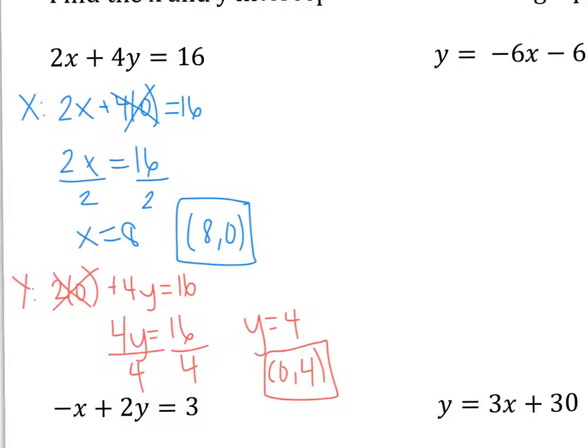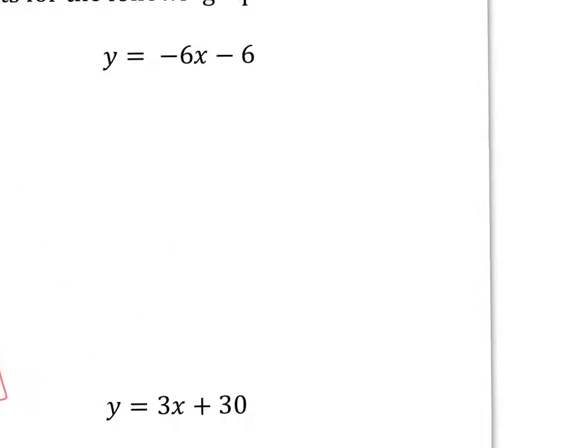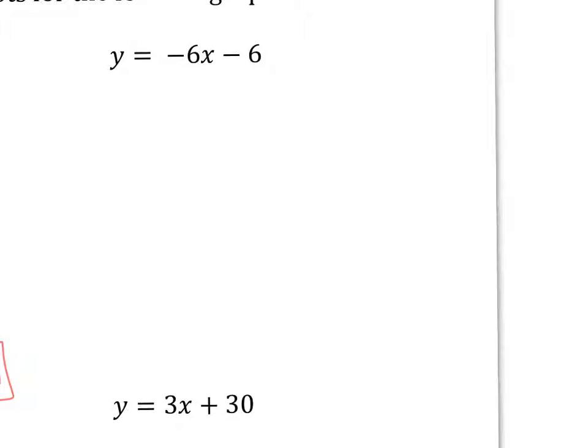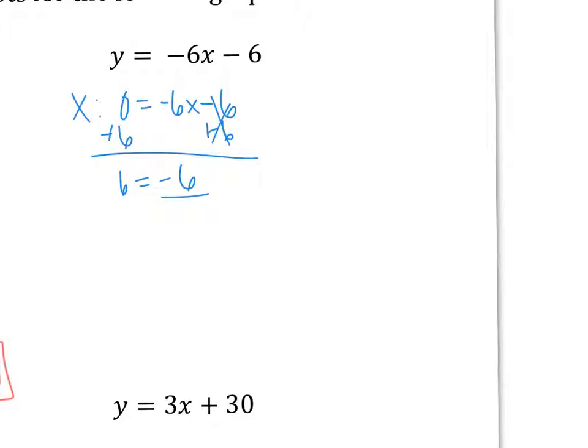Okay, let's look at this next example. So y equals negative 6x minus 6, so let's find the x-intercept first. And I will say 0 equals negative 6x minus 6. And so I'm going to add 6 to both sides because I want to isolate my variable x. And those cancel out, so I'm left with 6 equals negative 6x, divided by negative 6, and 6 divided by negative 6 is negative 1. So x would equal negative 1. So again, as an ordered pair, this would be (-1, 0).